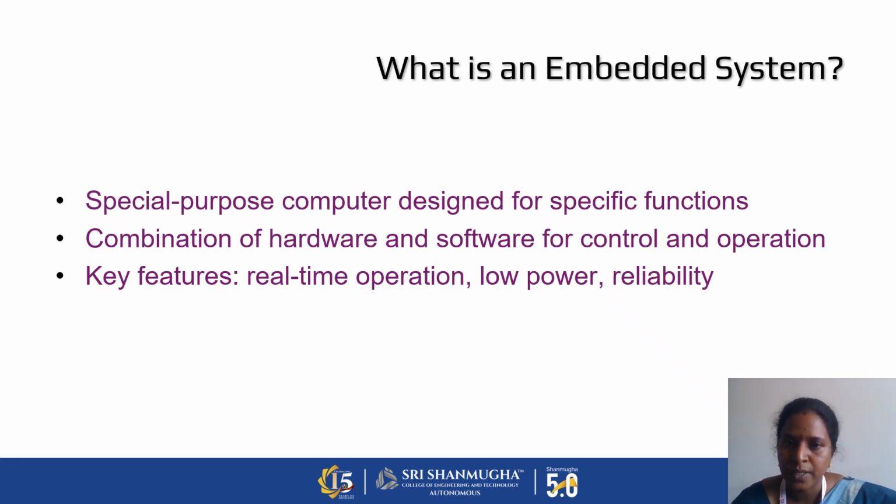So what is an embedded system? It is a special-purpose computer designed for specific functions. For example, if we are sensing a particular area, checking whether something is working or not working, or whether it needs some energy or some control, then we use an embedded system for that specific function. It is a combination of hardware and software to control the entire process and operation. Some key features: it is used for day-to-day real-time operations, and very low power utilization and reliability are the main advantages.